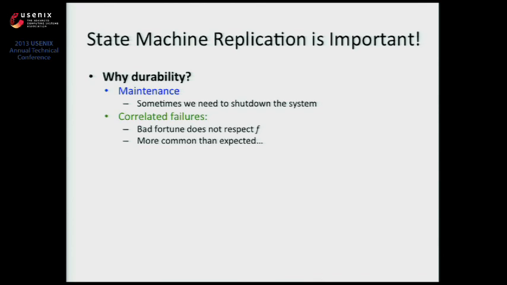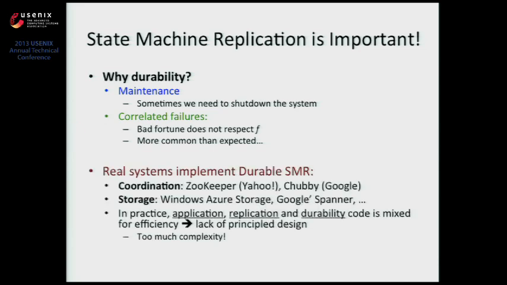Why durability? I think the answer should be obvious, but sometimes we need to shut down our systems to do some maintenance, and there is also the problem of correlated failures. Bad fortune doesn't respect your upper bound of f faults, so sometimes all your machines can crash, and you need to deal with it. In fact, correlated failures are more common than what we would expect. These two things are reflected in the design of real systems, because all the coordination systems used in practice implement durability, and the storage systems obviously also implement durability.